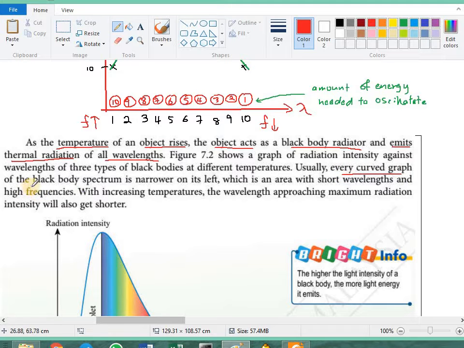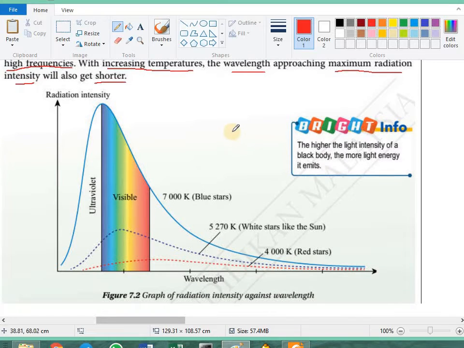Usually every curved graph of the black body spectrum is narrower on its left, which is an area with short wavelength and high frequency. With increasing temperature, the wavelength approaching maximum radiation intensity will also get shorter. So you look at this graph of radiation intensity against the wavelength. We have three objects here. All of these three objects are stars.